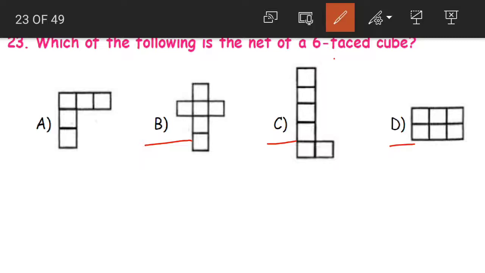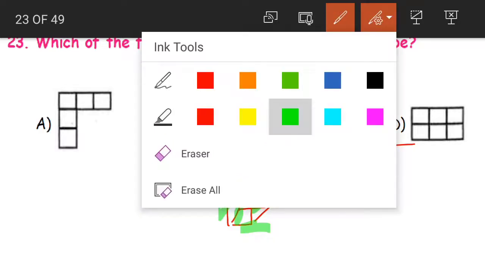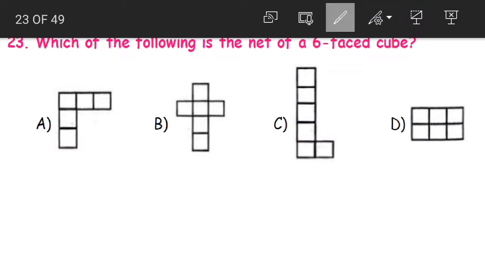Now next we have to find out which exactly will become a 6-faced cube. What is a face? Face is nothing but the surface, right? When you look at a cube, it will have 6 faces: up, below, sides and back side. Now when you take the net in option B and fold it, we will get a 6-faced cube, children. Okay, understood?